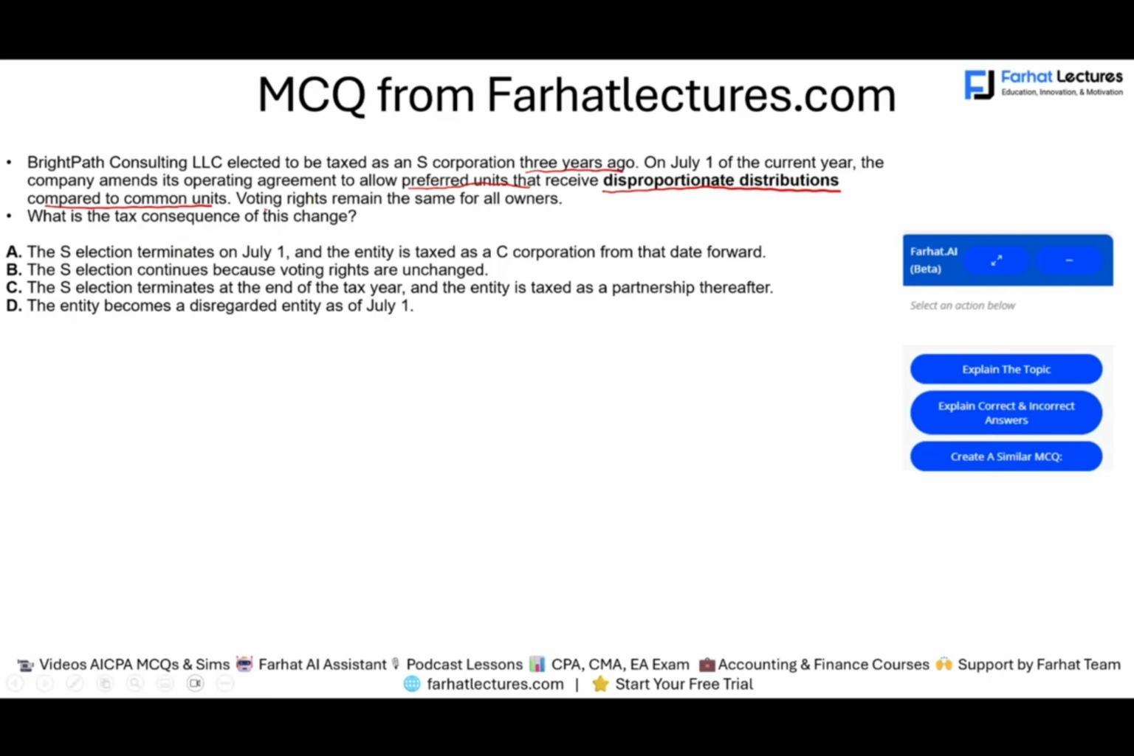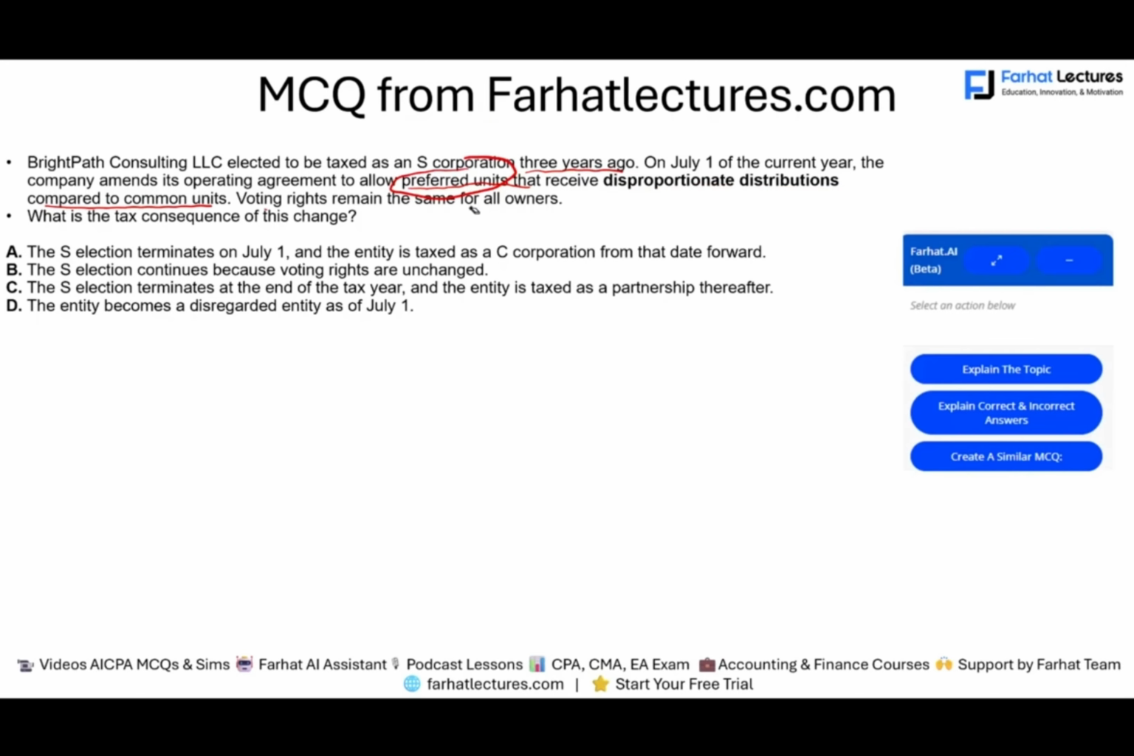So 3 years ago, we said we want to be an S corporation. We made that election. Now notice we're not outside the 5-year period, so we cannot change. But what happened here? Now we need to know a little bit about S corporations. What do we know about S corporations? They can only have one class of stock. What happened here is we issued a new class of stock, the preferred units.